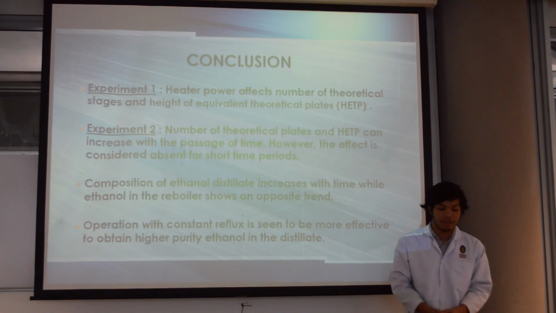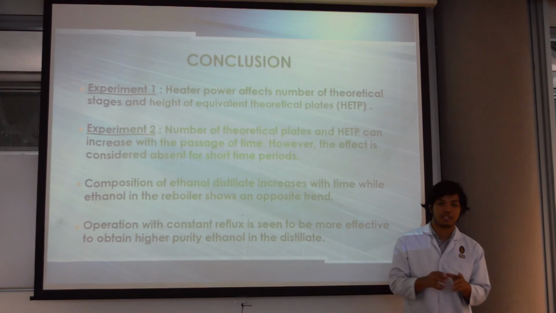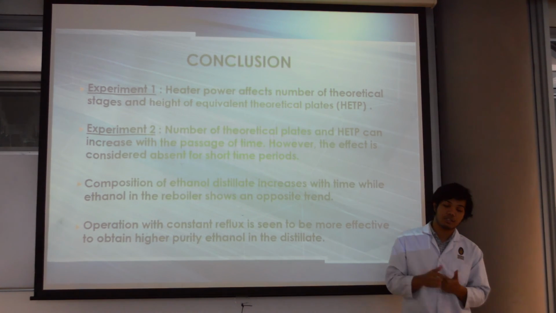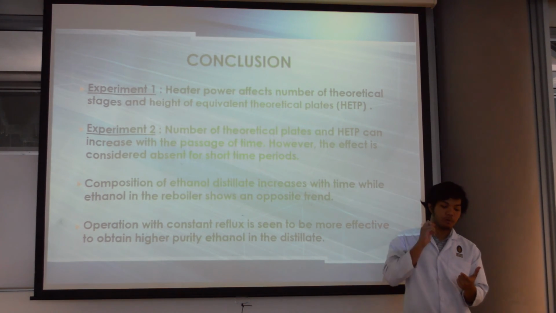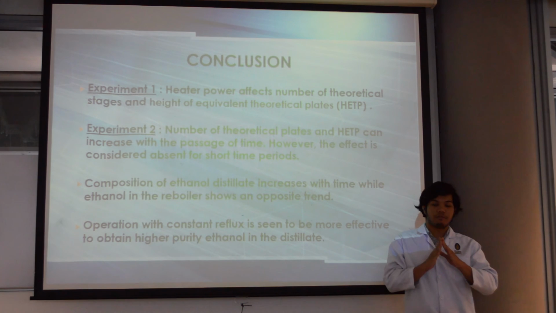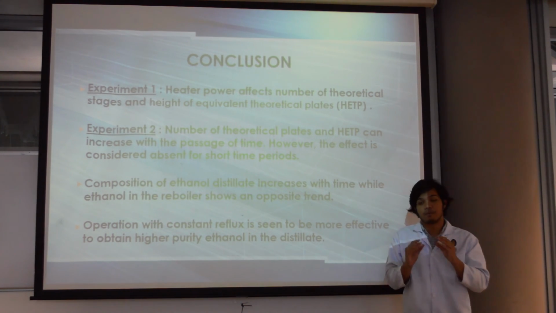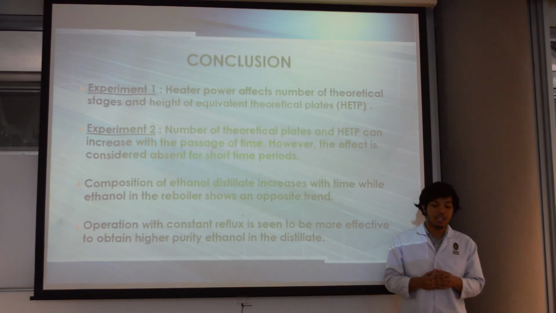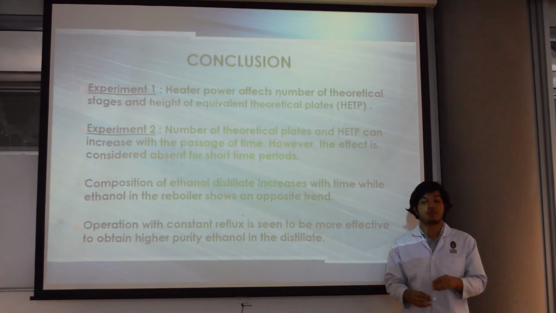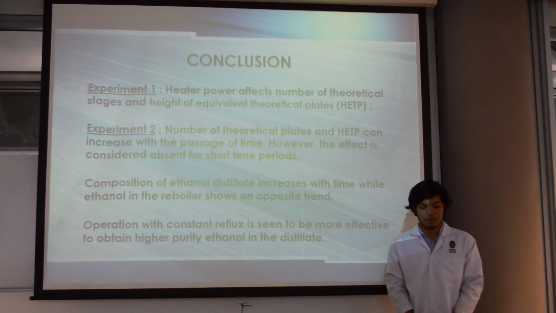The composition of ethanol in the distillate increases with time, but we found that the ethanol in the reboiler shows an opposite trend. Now we have two types of operations in this experiment, constant reflux and total reflux. The method of operation will determine the composition of ethanol in the end. We found that the operation with constant reflux is seen to be more effective to obtain a higher purity of ethanol in the distillate. So that's all we can conclude from this experiment.